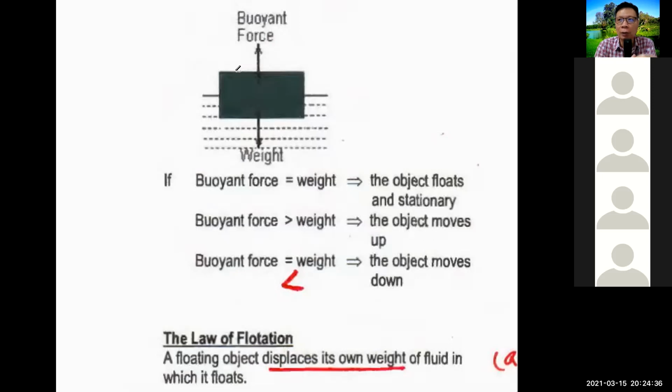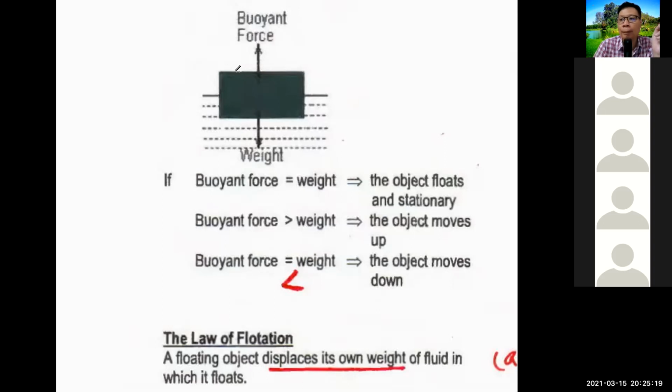Another example, one big cargo ship. The ship is very, very huge. Let's say the weight is 1 million tons. Meaning that this 1 million ton ship must also displace 1 million tons of water. Can you imagine how much water needs to be displaced by the big ship in order to float? Not easy. The law of flotation is correct. If the ship is 1 million tons, 1 million tons of water must be displaced.